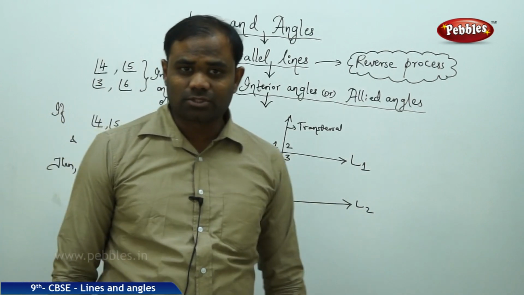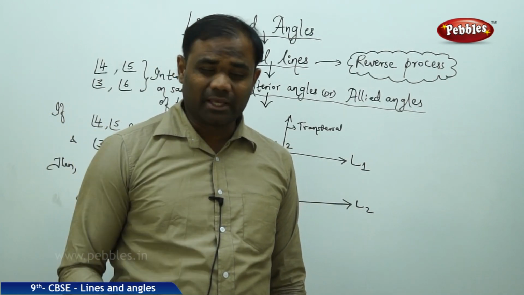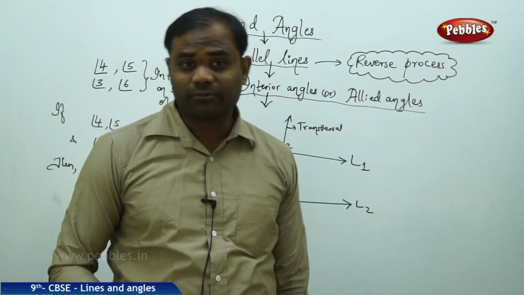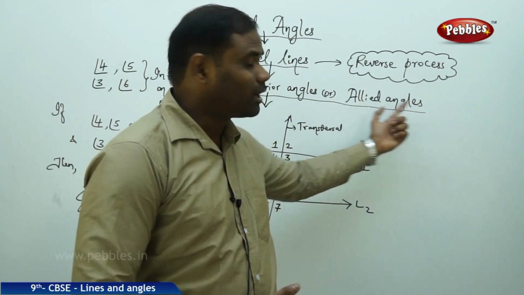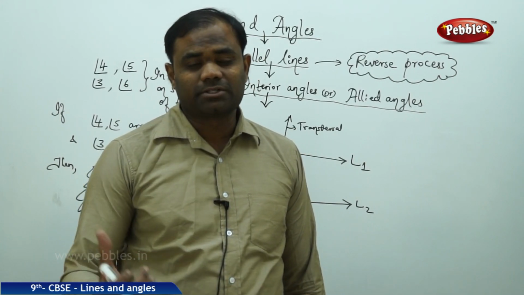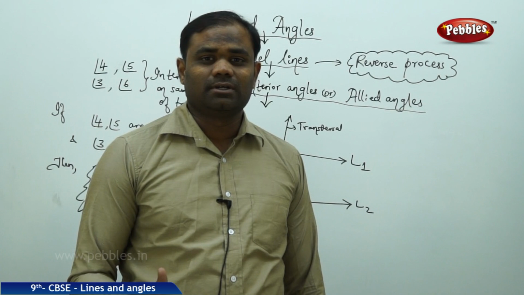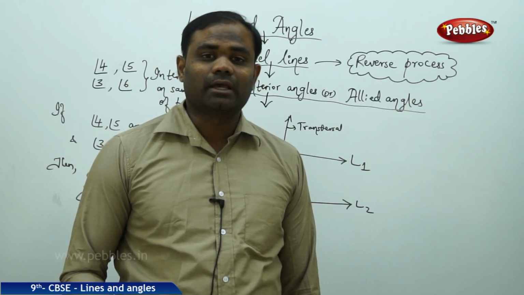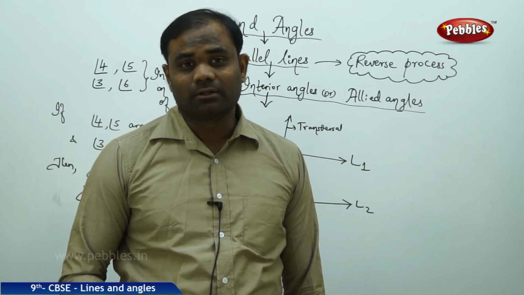So the reverse process holds for corresponding angles, alternate angles and interior angles on the same side of the transversal, that is for allied angles. This is how we understand the reverse process being true for all the three connected angles for the parallel lines L1 and L2.